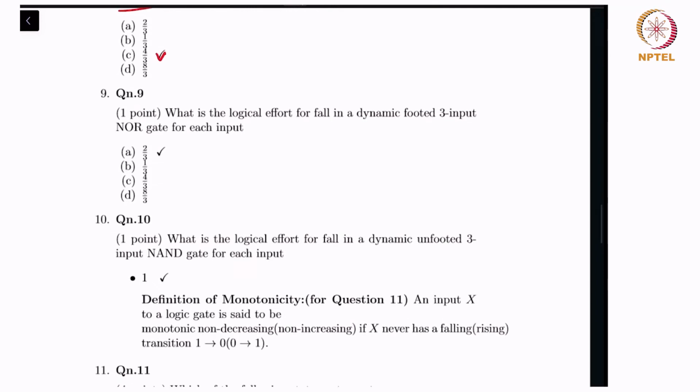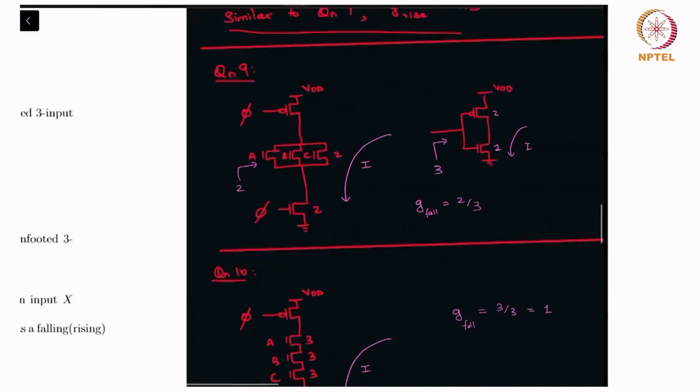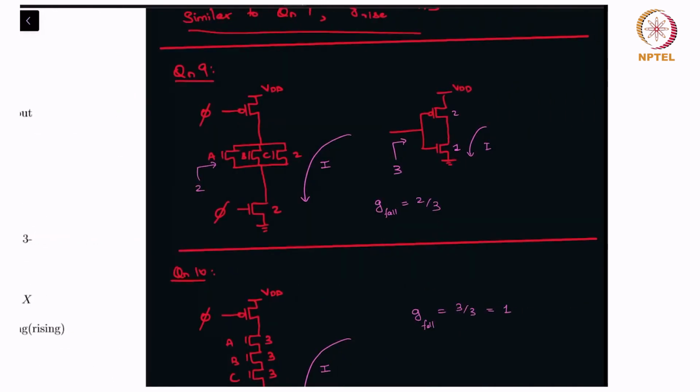Right? So what is the logical effort for fall in a dynamic footed 3-input NOR gate for each input? This is a dynamic footed gate. So this has a footer, and it's a dynamic gate because there's a clock on the header and the footer. And so therefore the stack size on the NMOS is 2. So I have taken 2 and 2 as the sizing.